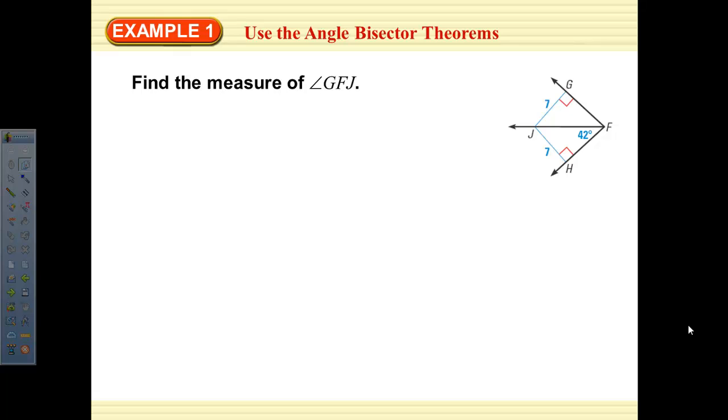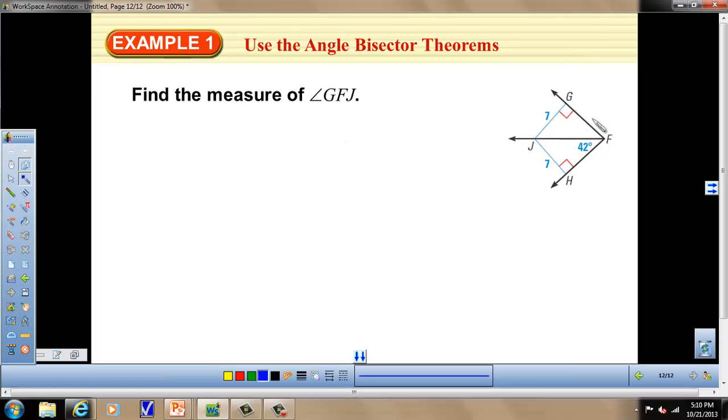Okay, in this next section, we're talking about angle bisectors and the angle bisector theorem, which states that if we have an angle bisector like this, then from any point that is on the angle bisector, which in this case the angle bisector is FJ, if we draw lines from J to ray FG and ray FH so that it's the shortest distance, again, has to be perpendicular. If these two distances are the same, then it's definitely an angle bisector, and this angle is 42 degrees.